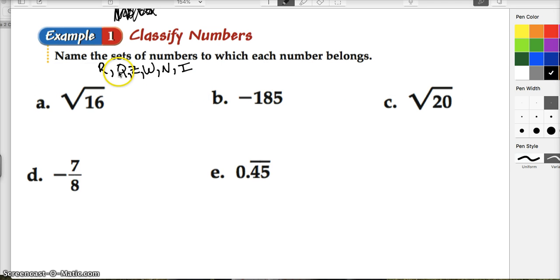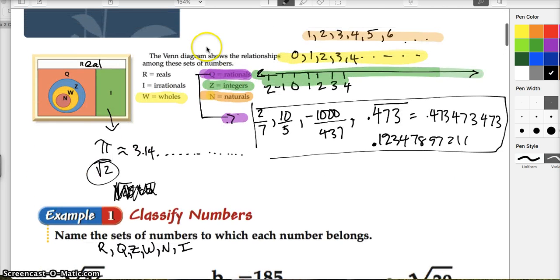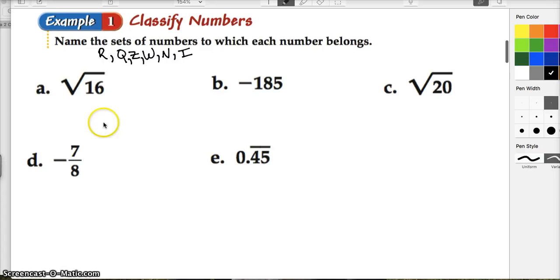Okay, so here's the deal. We're going to use these letters, and they're associated with the letters that we used up here, to classify each category with which each of these numbers could belong to. So what I'm going to do first is look at the number and simplify what's going on. So here I've got the square root of 16, which I know to be 4, and 4 is totally in the rational kingdom.